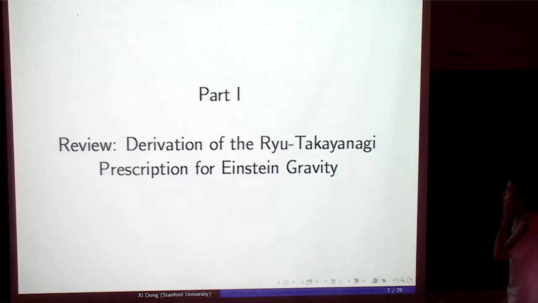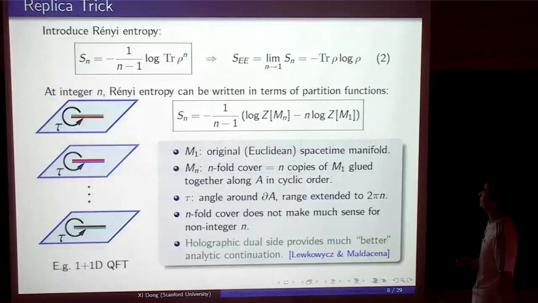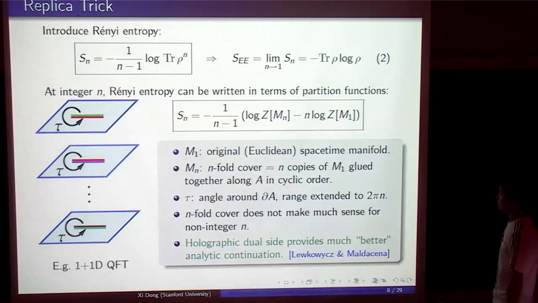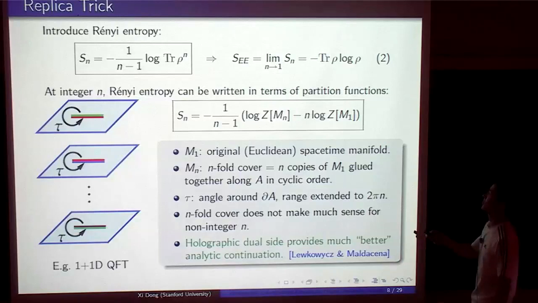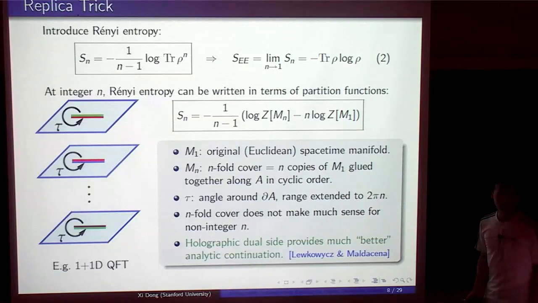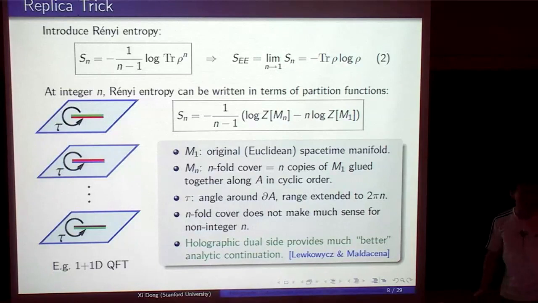So the first part is a review of the derivation of the Ryu-Takayanagi prescription for Einstein gravity. In the majority of the analytic discussions of the entanglement entropy, we usually use the replica trick. We introduce the Renyi entropy by defining it to be the log of trace of rho to the n. And then the entanglement entropy is the n goes to 1 limit of the Renyi entropy.